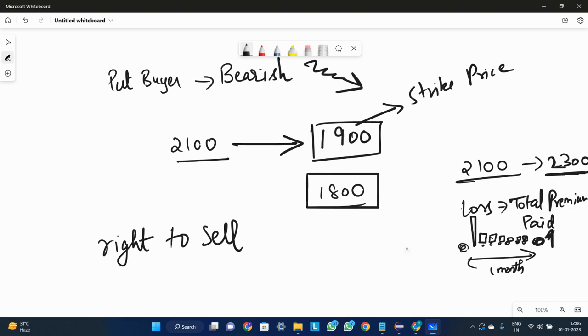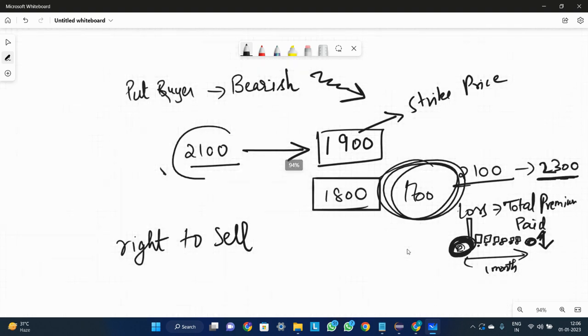So if the price increases, then he's at a loss. If the price decreases, then he will be able to sell his original stock or his original asset at a higher price. It's very simple. So a put seller will have an unlimited loss, because if it goes from 2100 to maybe say 1700, he has to sell. He is obligated to sell his stocks which are trading at 2100 at the cost of 1700. It's as simple as that.